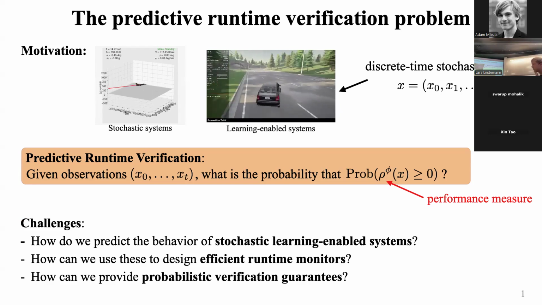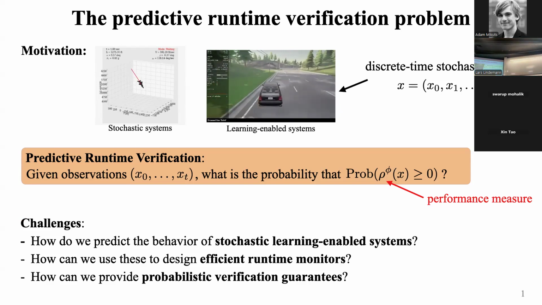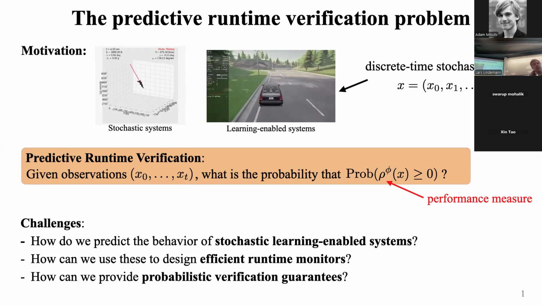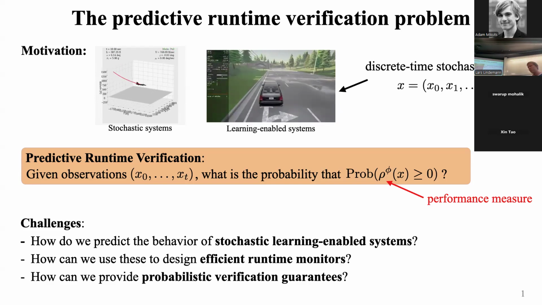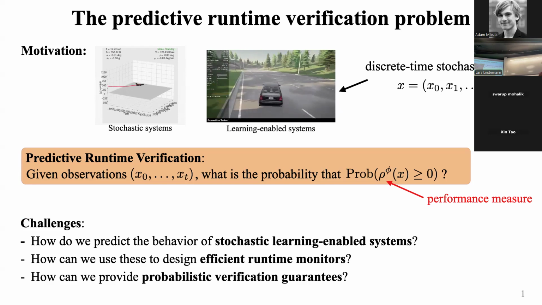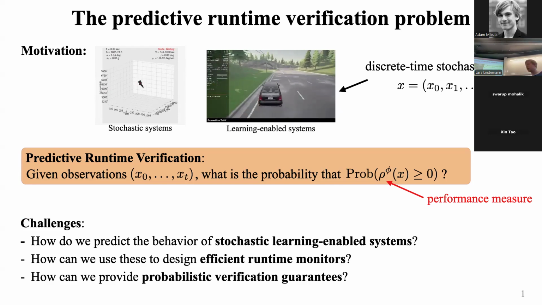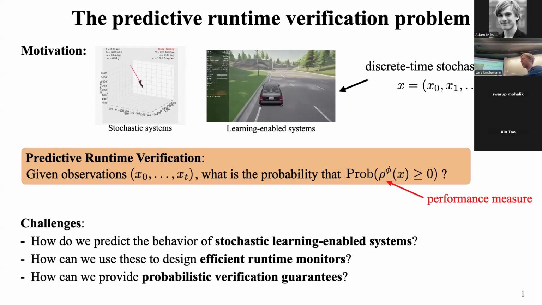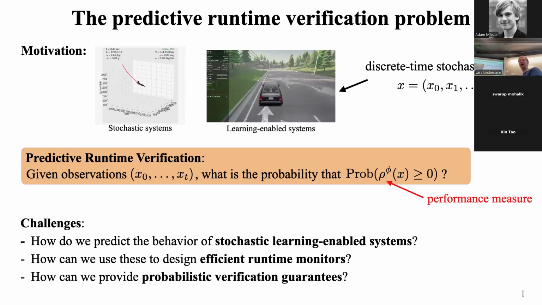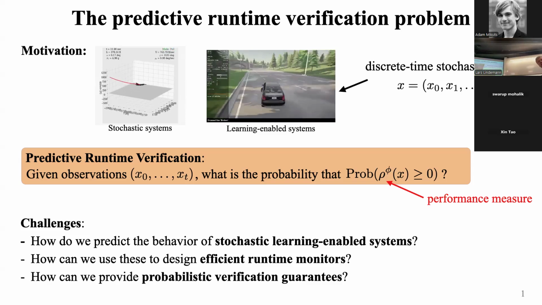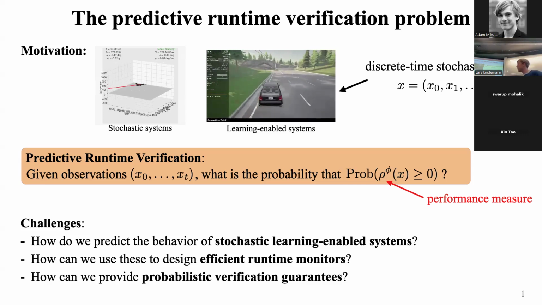The challenges of this problem are the following. Well, first of all, how do we predict behavior of stochastic learning-enabled systems, right? How do we predict behaviors of these systems? It's a more practical problem, like what predictors are we using to accurately predict these? And again, we could go fully learned predictors, we could go physics-informed learning-enabled algorithms, or we could just use physics models, right?